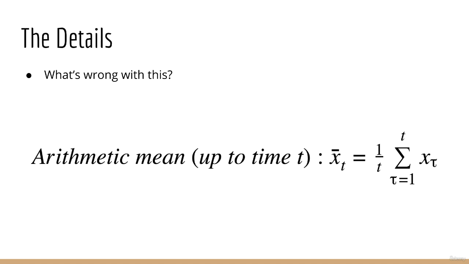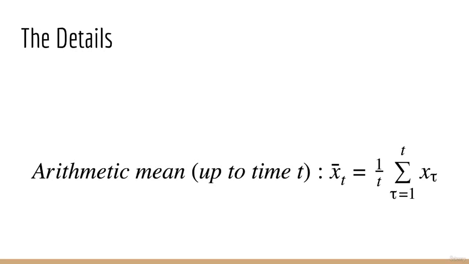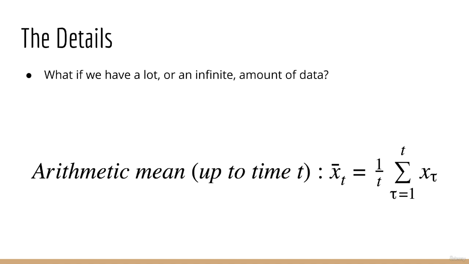The question is, what's wrong with this? I'll give you a minute to think about it, so please pause the video until you think you have the answer. Alright, so hopefully you thought about why calculating the sample mean naively might not be such a good idea. What if we have a lot, or even an infinite amount of data? Obviously, our computers or our servers don't have an infinite amount of space. And even if they did, calculating a summation is O of t, so the more data you have, the longer it will take, and that will increase linearly with how much data you've collected.